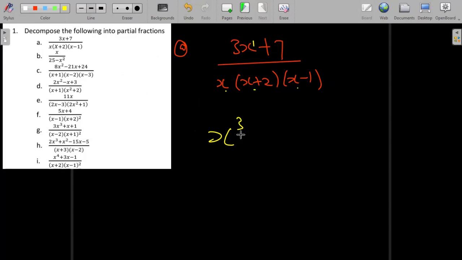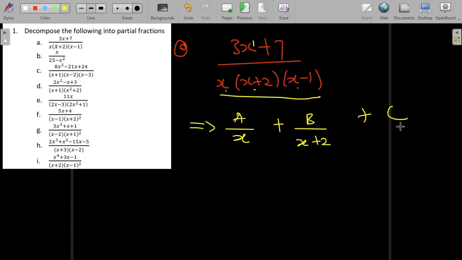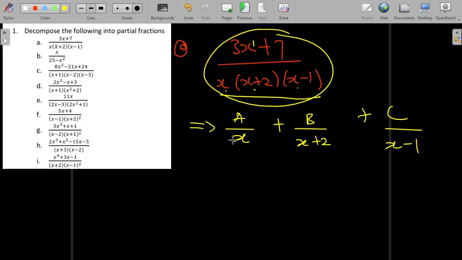Okay, so the highest power in the denominator is greater than the highest power in the numerator. So there's no need for long division here. We can just go on and simplify it. We notice that these are just linear factors. So it will be A over x plus B over x plus 2 plus C over x minus 1. So this whole thing is equal to this.